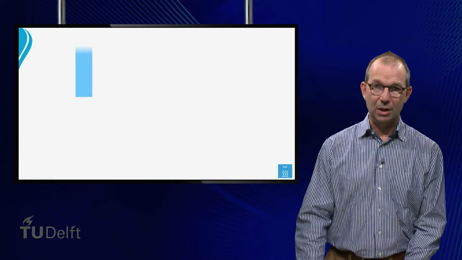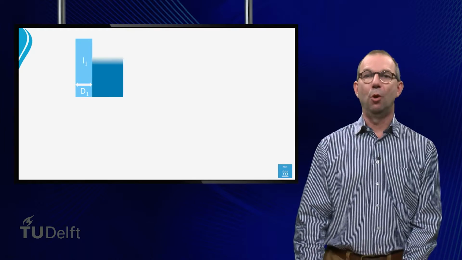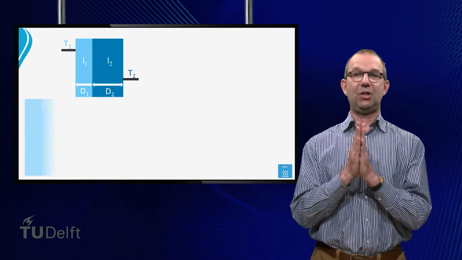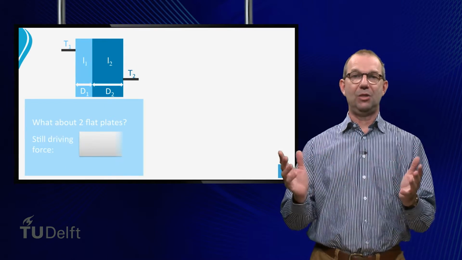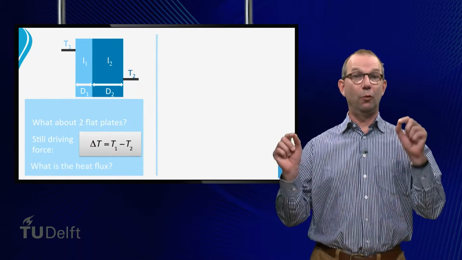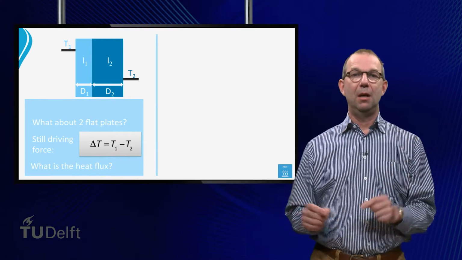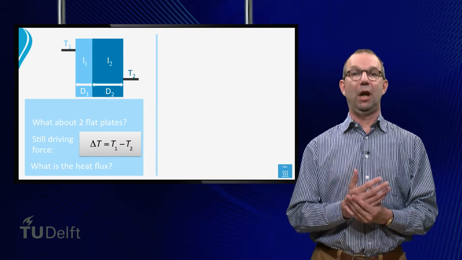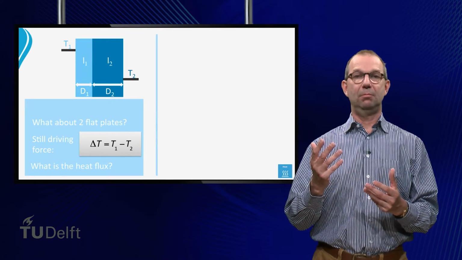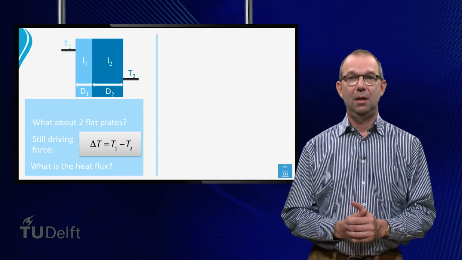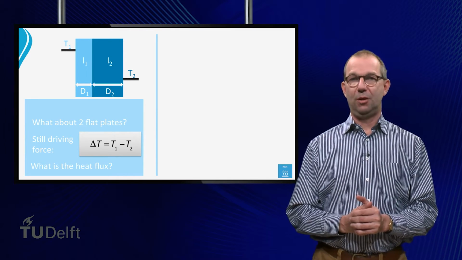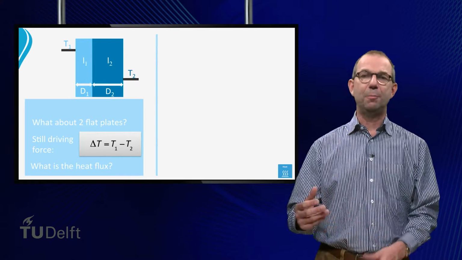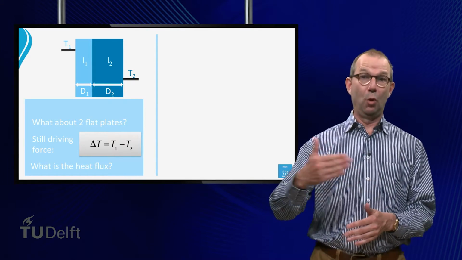Let's use our ideas and the analogy with Ohm's law to consider the case of two flat plates pressed against each other. Again, a temperature difference is present over both plates now. Since there is still a driving force, we expect a resulting heat flux. The question is, what will it be? This system of layers is found frequently. For instance, if you feel cold, you might put on a sweater, thus creating more layers to keep you warm.